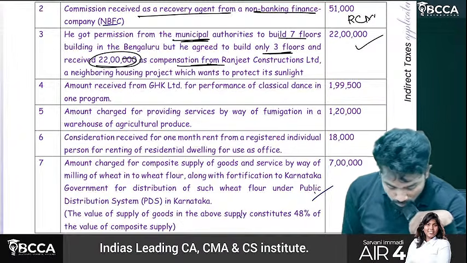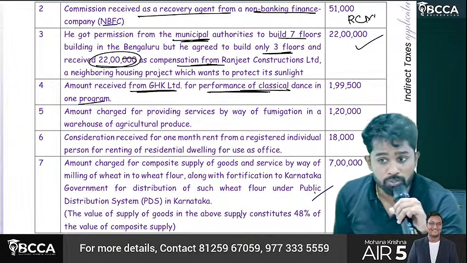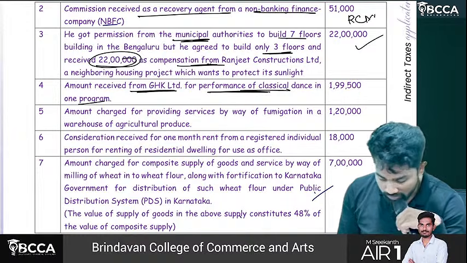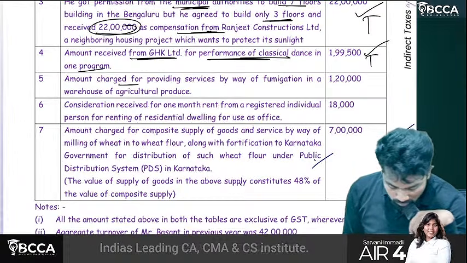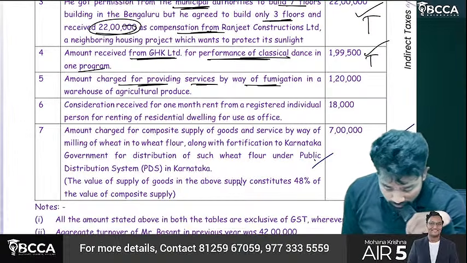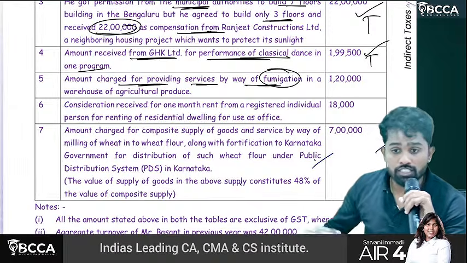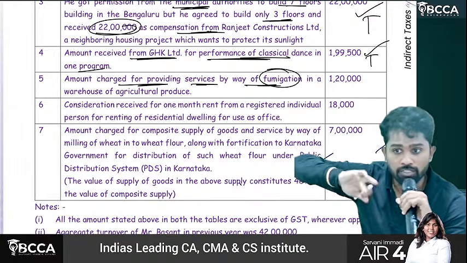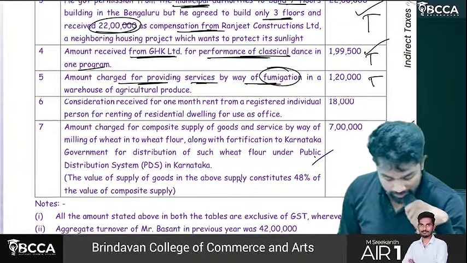Then amount received from GHK Limited for performance of a classical dance in one program. More than 1,50,000. So what? Taxable, taxable, taxable. Then amount charged for providing service by way of fumigation. Fumigation means pest control, sir. Sir, previously fumigation service used to be exempted. Currently that exemption also withdrawn. So fumigation also what? Taxable.